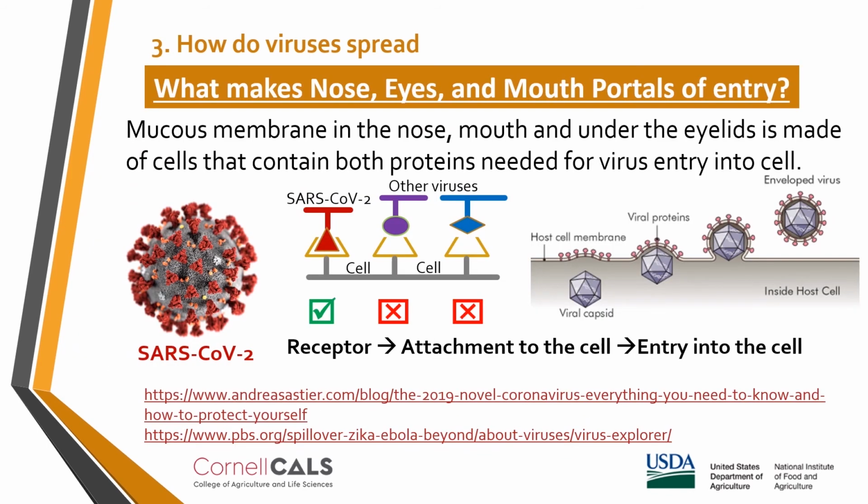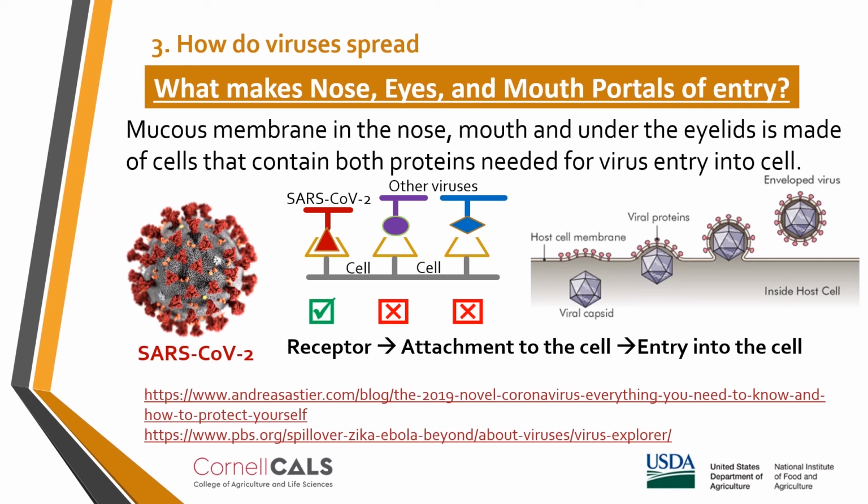Now, to explain why mucous membrane in your nose, mouth, and under your eyelids acts as a portal of entry, we have to explain the concept of receptor. A virus cannot enter any cell. It has to attach to it first, and this attachment is very specifically determined by a protein on the surface of the cell that matches a protein on the surface of the virus. It's like a lock and a key. If it doesn't match, then there's no attachment and there's no entry.